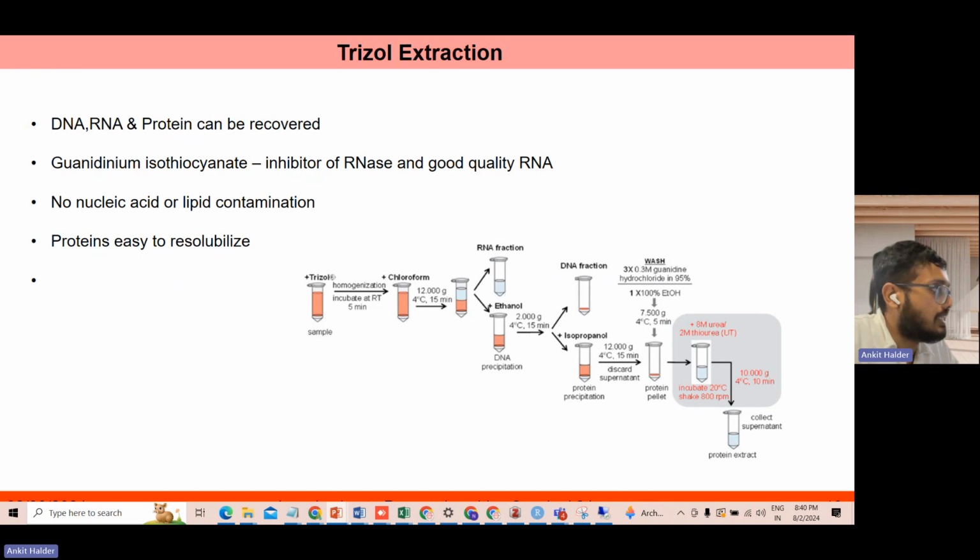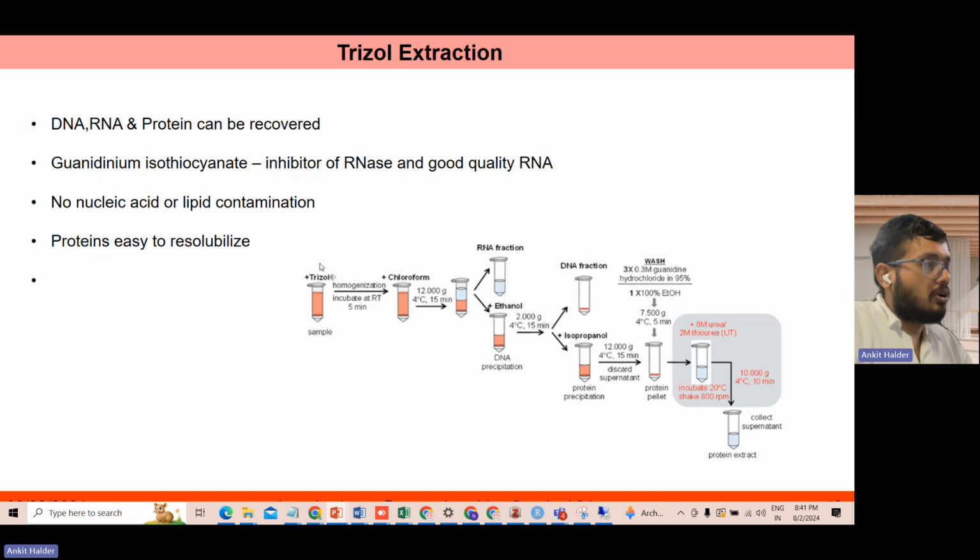So there is no nucleic acid or lipid contamination because those are getting extracted out, and proteins can be easily resolubilized. Proteins can be easily taken forward. So how is it done? The sample is there. So this is the overall set of steps followed for TRIzol extraction for RNA, DNA, and protein. So what are the steps?